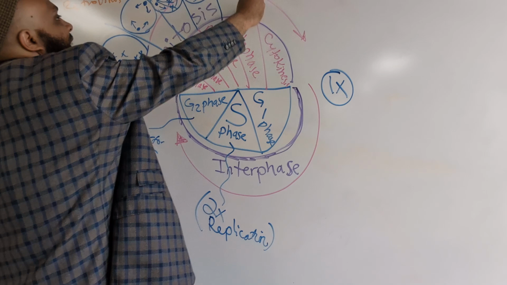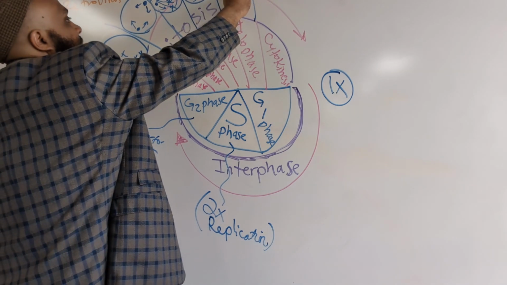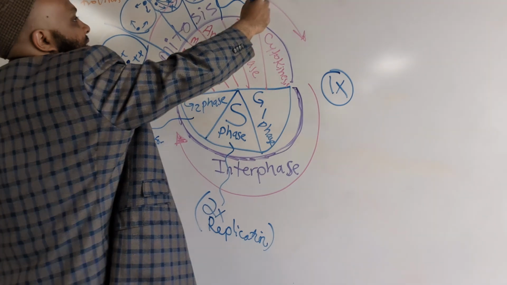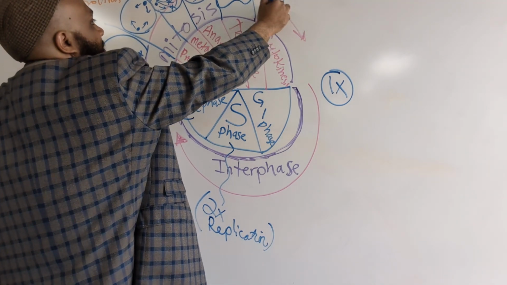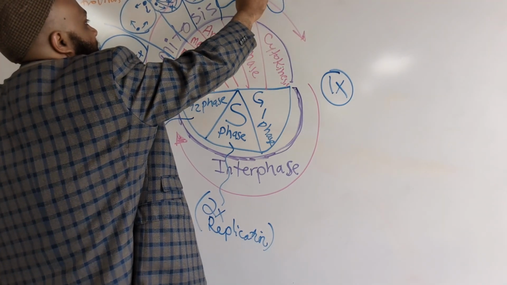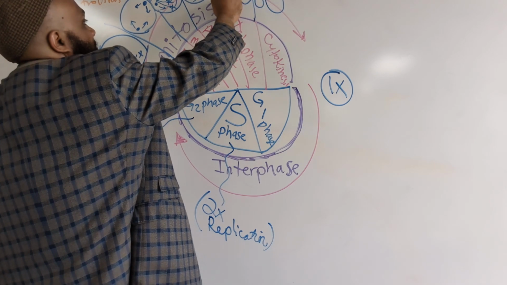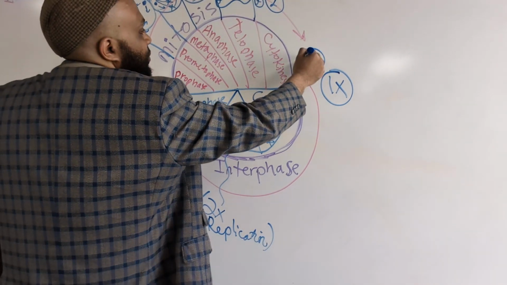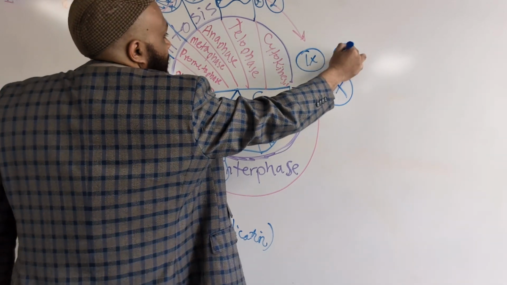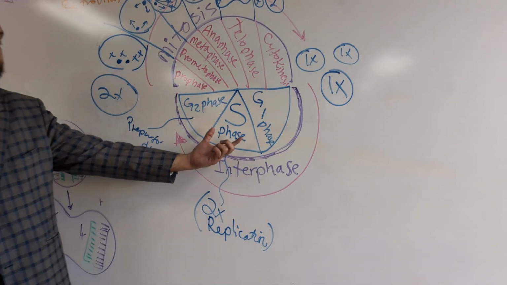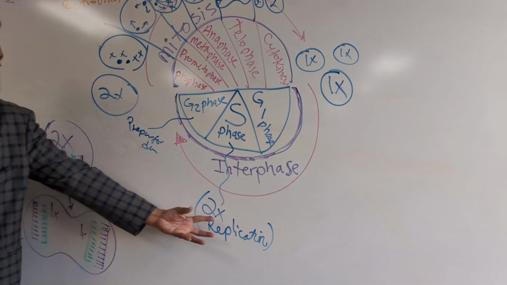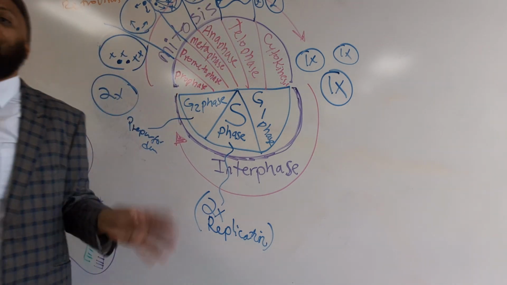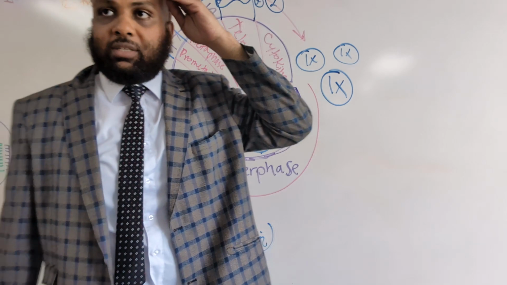Then in telophase, they're going to start dividing the cytoplasm. And in cytokinesis, they're going to have 2 separate cells, each one with its own set of chromosomes. And now you end up with two X's, one X here and one X here. So replication is happening here. I'm doubling my DNA so I can prepare for mitosis and divide into my two cells.